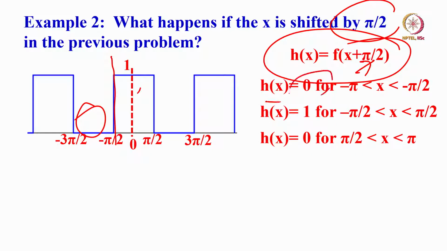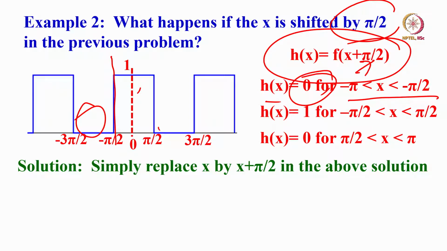H of x is equal to 0 for minus pi less than or equal to x less than minus pi by 2 in this region, and of course it is equal to 1 for minus pi by 2 to plus pi by 2, and equal to 0 again for plus pi by 2 to pi. So, these values can be defined for this function.